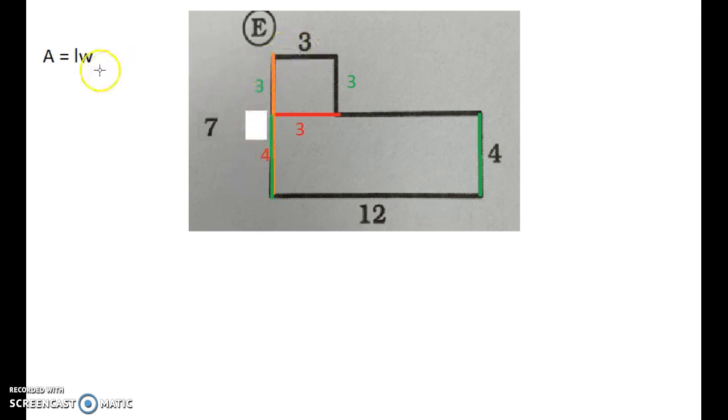So now I just have to figure out, my formula was area equals length times width. Well, I have 3 times 3, and I don't need a calculator for that, right? It's just going to be 9.